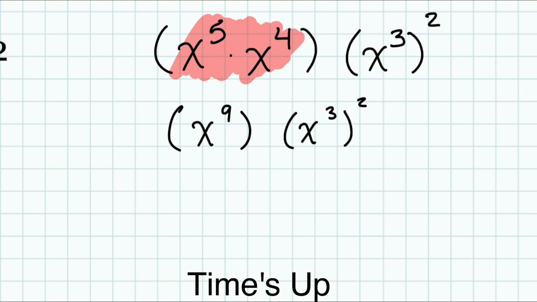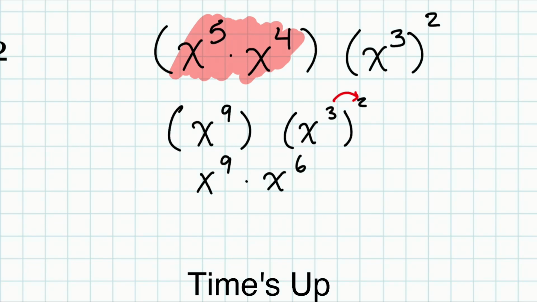Yeah, we're going to multiply those powers, so that's going to be 3 times 2, giving us that 6. So that'll be x to the power of 9 times x to the power of 6. Okay, we just took 2 steps here. We're still going. But what do we do here now?